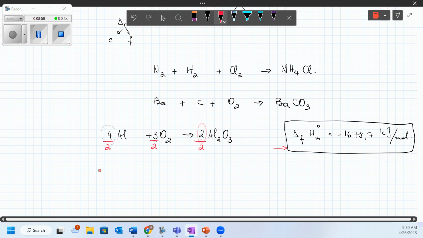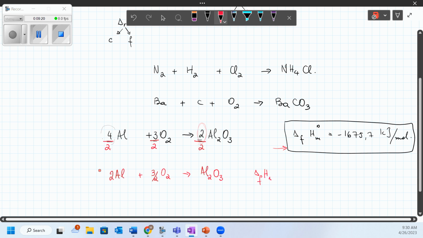So 4 divided by 2 will be 2 aluminum, plus 3 divided by 2 is 1.5 oxygen, and then we have 1 aluminum oxide. And in this case, the molar formation in standard conditions will be negative 1,675.7 kilojoules per mole.